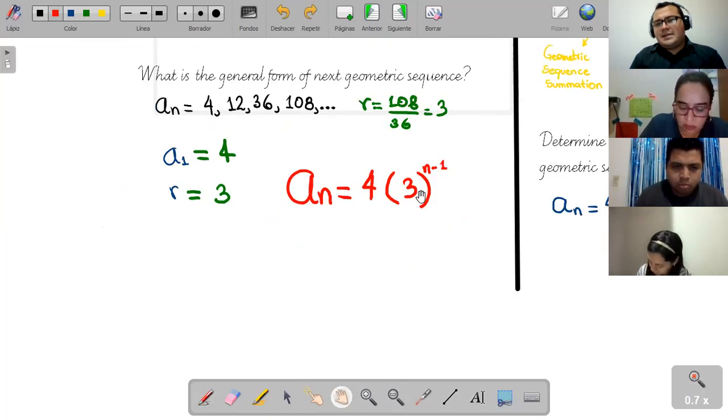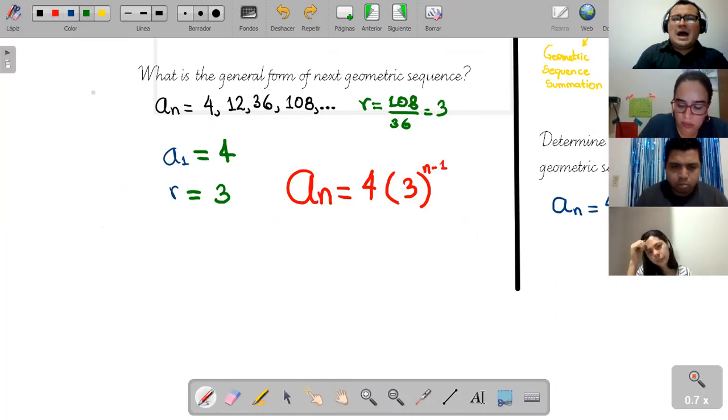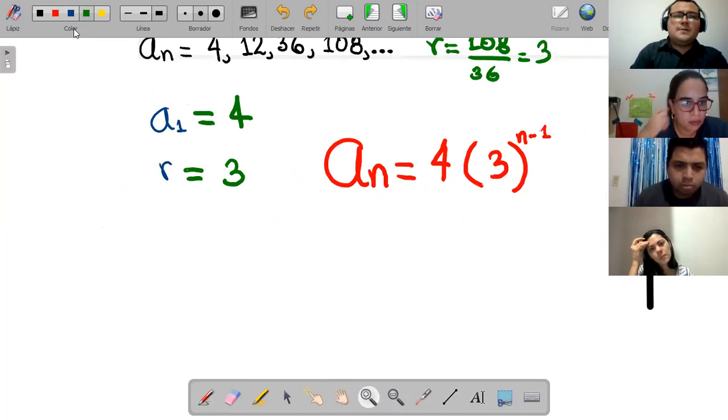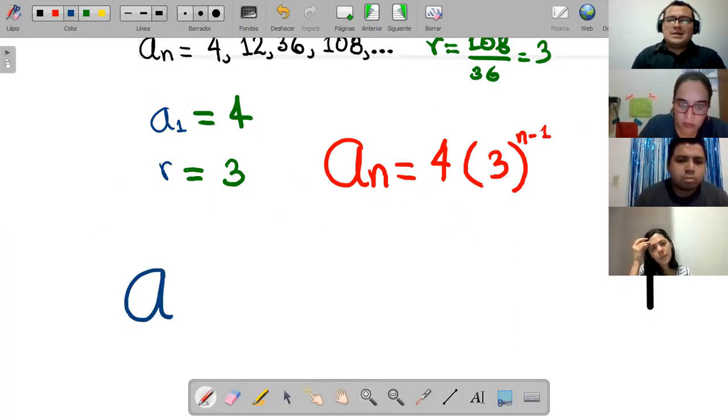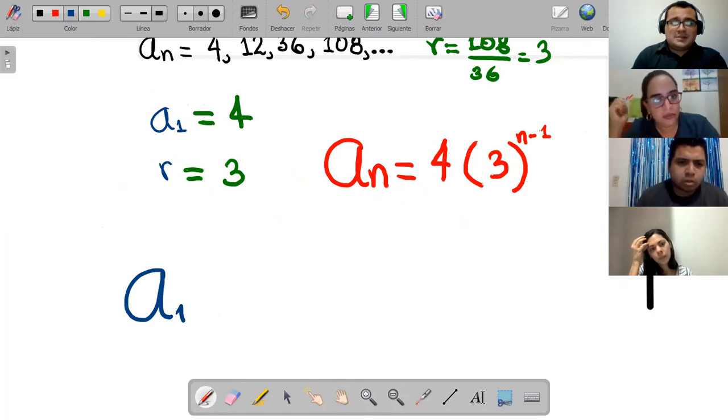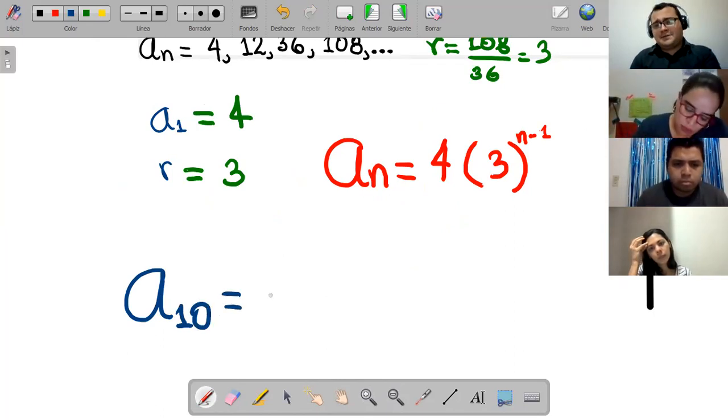And with this, what can we do? We can get the nth term. We can get the 5th term, for example, or the 10th term. Let's get the 10th term just to see how big it is. Because I told you at the beginning that a sequence goes increasing or decreasing. This one goes increasing a lot, I think. Just with 10, you're going to see what a big number you'll have.